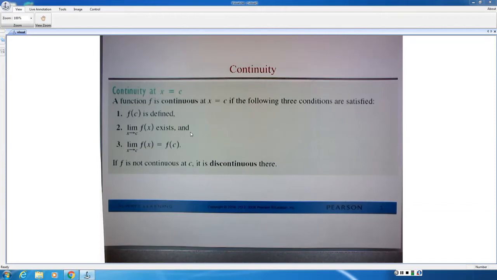Once you get through the first 2 steps, the last step that proves it is truly continuous is that step 1 is satisfied and step 2 is satisfied, but the answer to step 1 must be the same as the answer to step 2. The limit from the left must equal the limit from the right, and that also equals the value of the function at C. So we're going to walk through some examples here and talk about how this works.